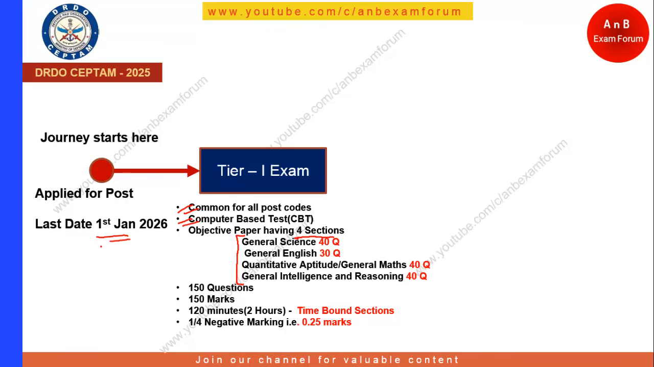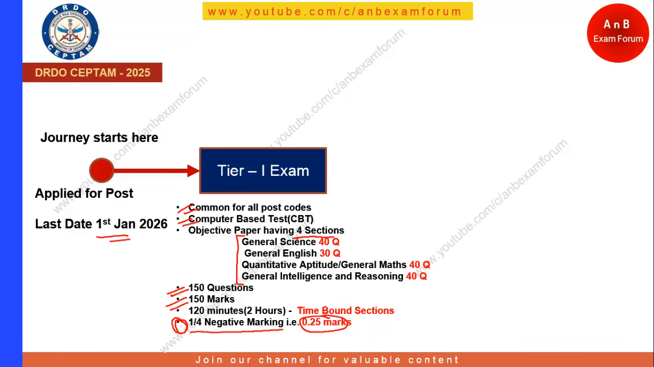There will be 150 questions and 150 marks, so each question carries 1 mark. And the very important point this time is that there is 1/4 negative marking. So 0.25 marks will be deducted for a wrong answer. This time they have introduced negative marking, so you should be very cautious before attempting.